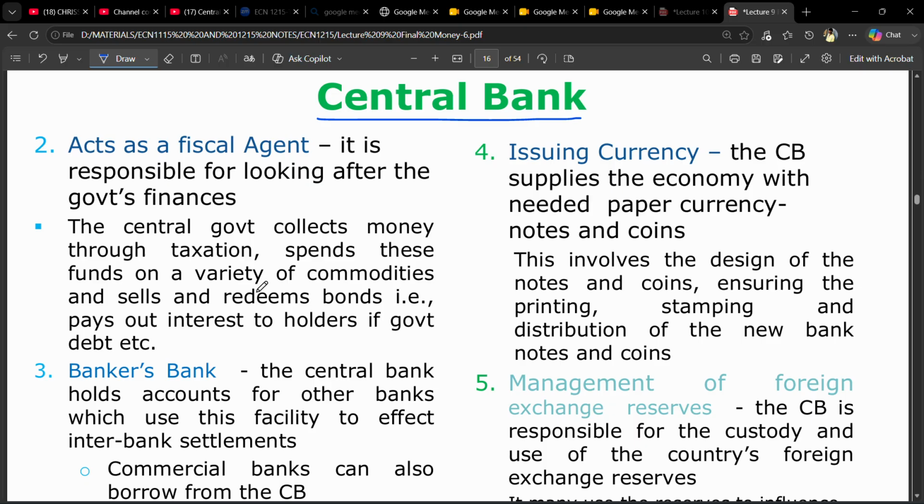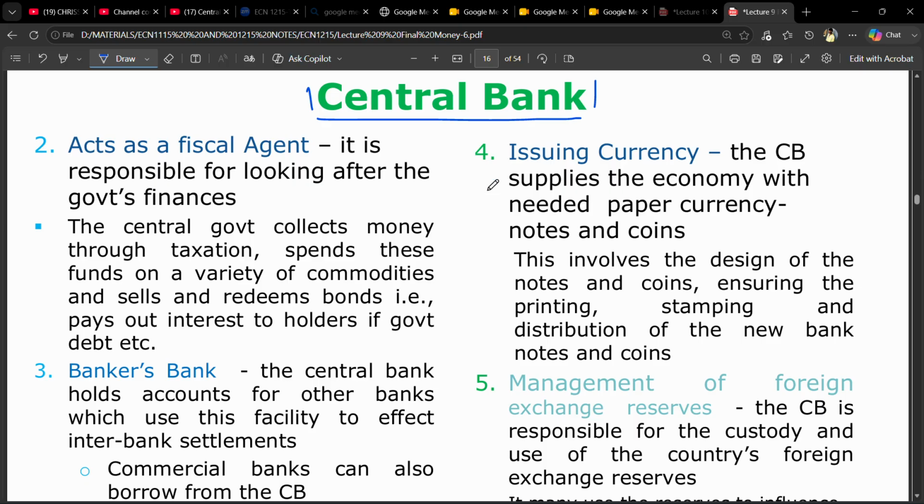It also acts as a fiscal agent for the government. It acts as a banker for the government. Whatever money the government owns is kept in the central bank. So do not assume that when we say the government has money, it goes somewhere else. No, the central bank is the one that keeps the government's money. This includes the money the government receives, the payments it makes, the bonds the government issues, and everything like that.